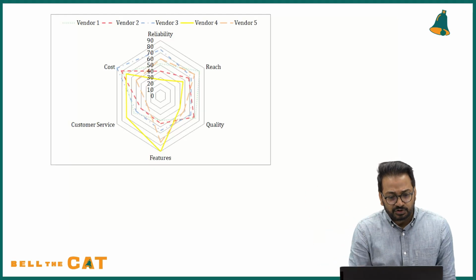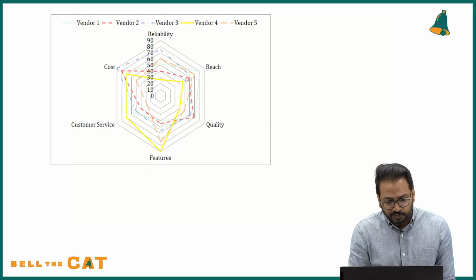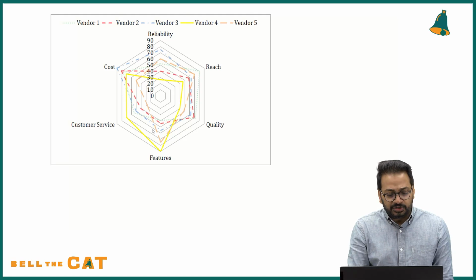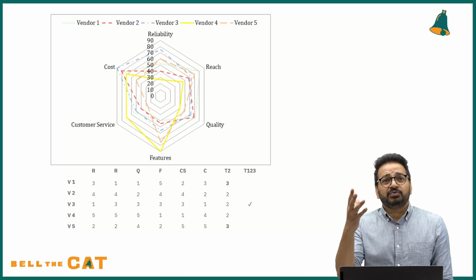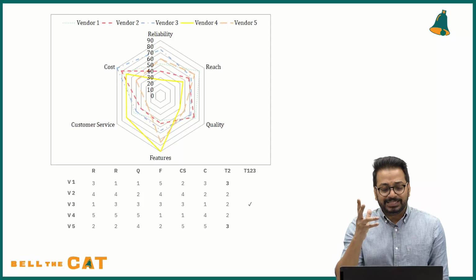Now if I take vendor 2, vendor 2 is who? The red dotted dashed line. On reliability, 1, 2, 3, 4. On reach, 1, 2, 3, 4. On quality, 1, 2. On features, I can see it is 4. On customer service, it is 4. On cost, it is 2. So I can easily fill this up within no time. I don't even need to count after a point. My eyes get used to this.